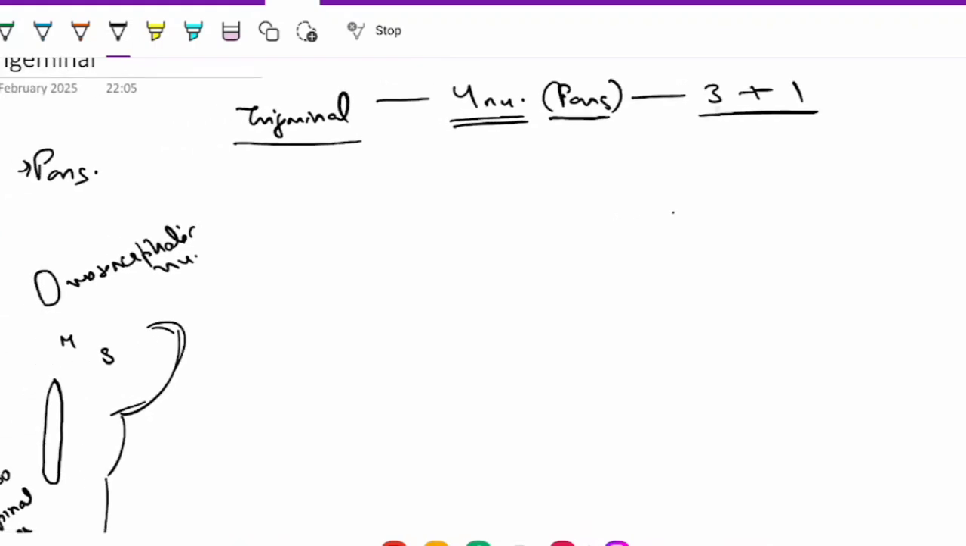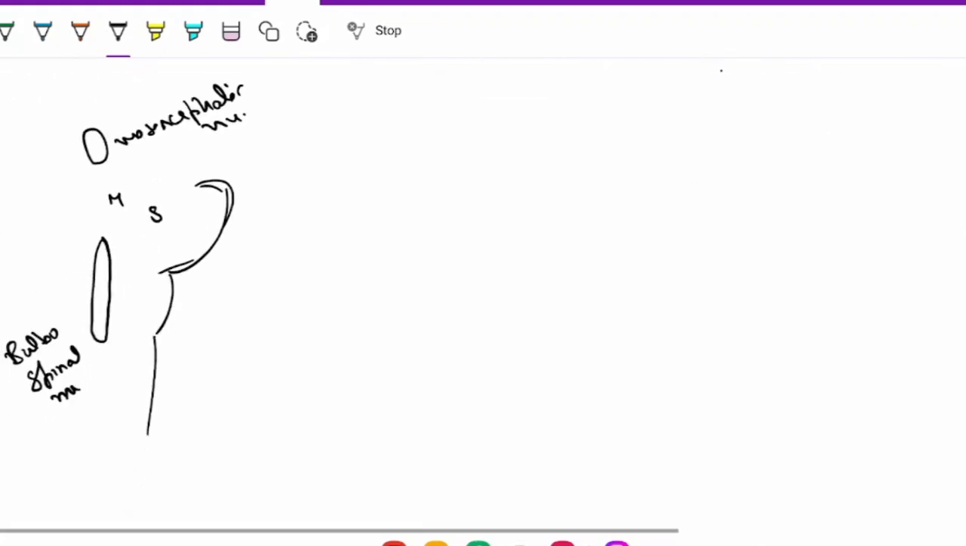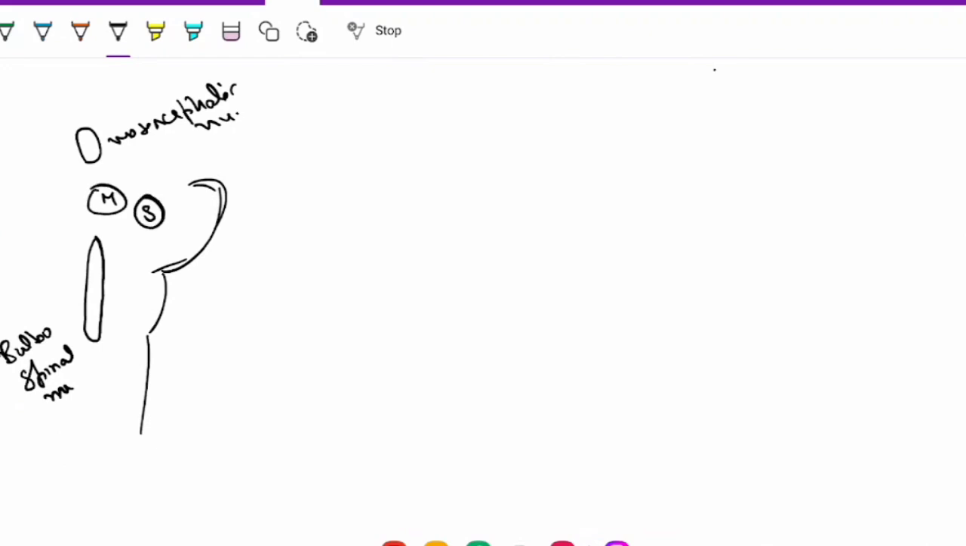Now why I have written as 3 plus 1? Because 3 are sensory in nature and 1 is motor in nature. So this is a motor nuclei, so obviously it will give off a motor nerve. These three, principal sensory, let us call it as principal sensory, mesencephalic and bulbospinal are sensory in nature. So they give off your branches. 1, 2, 3. Once again, this is a schematic diagram. This is not the most precise diagram. Motor I will draw from another way.